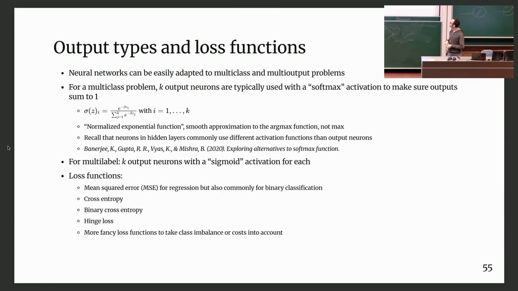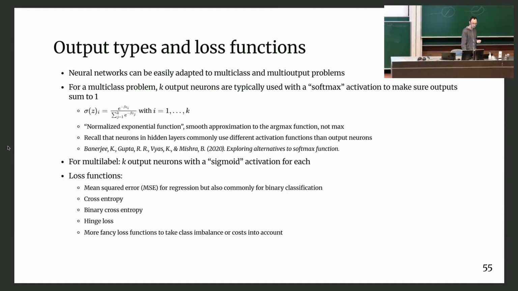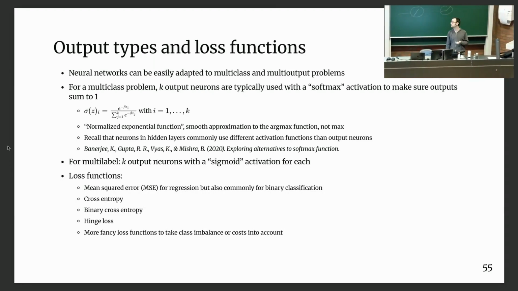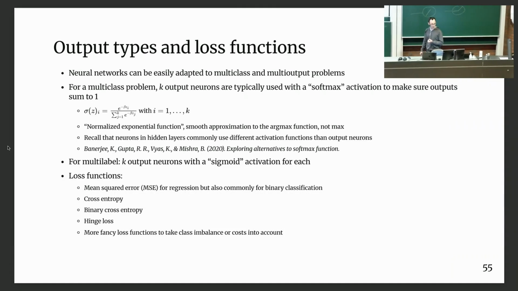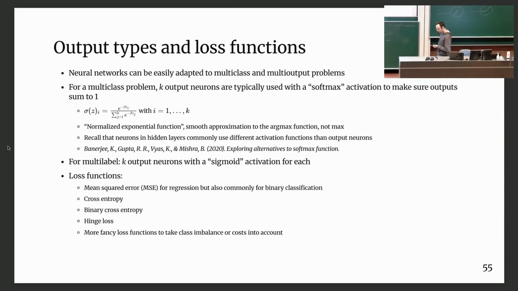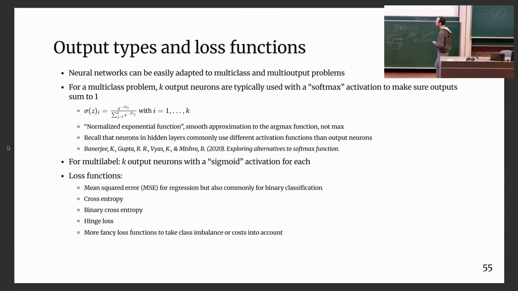The hidden layers can use different activation functions. Does that mean that softmax is the only one that you can utilize when you work with multi-class problems? No, there are other alternatives as well. This is simply what people utilize the most, but it's certainly not the only one that you can utilize. Loss functions. Also, this depends a little bit on the task that you have.